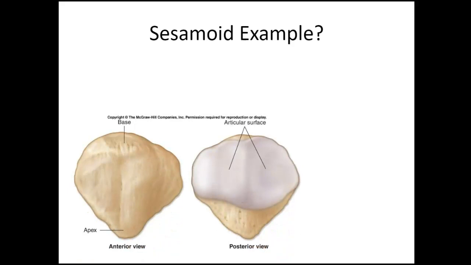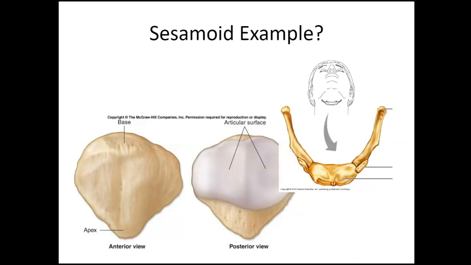And sesamoid bones are called floating bones, meaning they don't attach directly to another bone. So maybe you recognize this as your kneecap, the patella. And underneath your jaw, where your tongue muscle is attached, the hyoid bone.